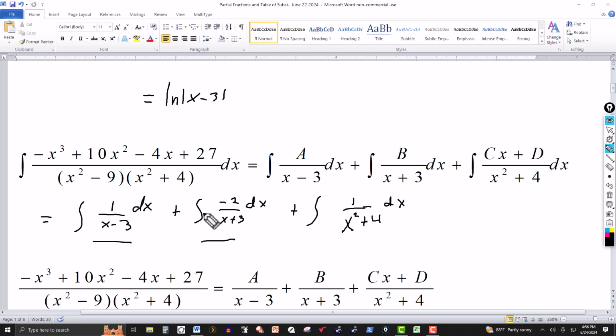The second one here, integral of minus 2 over x plus 3 dx, is similar. The only difference is it has a constant here. It's not a 1, so you just bring out the constant outside. And that same procedure applies. This is going to be natural log of the absolute value of x plus 3.